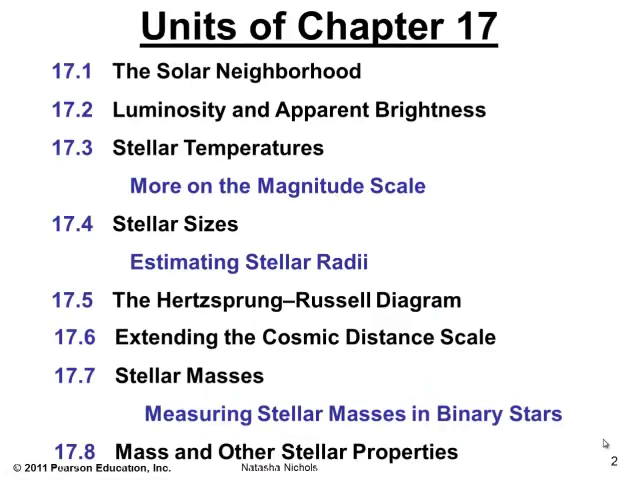In this chapter, we're going to start by talking about distances within the solar neighborhood, defining luminosity and apparent brightness, figure out how we can measure the stellar temperature or the stellar size, and then I'm going to introduce a very important diagram in astronomy that's called the HR diagram. We're going to extend our small cosmic distance scale, and we're going to conclude with measuring the stellar masses in binary stars.